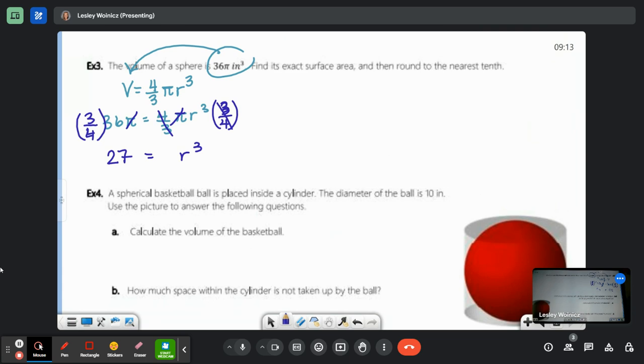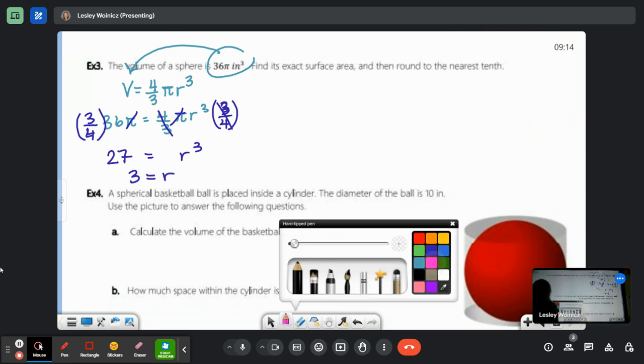So whenever you do the square root, you have to watch out for the two signs, the positive and the negative, right? But when you're doing cube root, you get to just keep the sign and not worry about it. All right, so what is R? 3. That's kind of a nice, pretty formula.